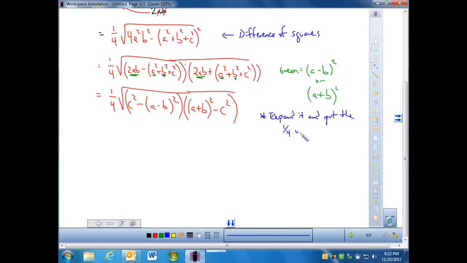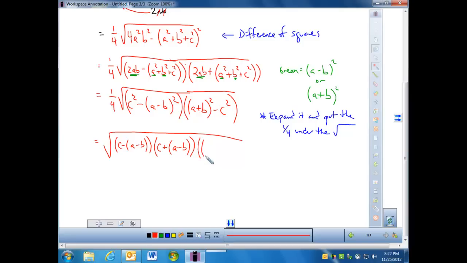And I'm also going to bring the 1/4 underneath now and make it part of the radical. If I make it part of the radical, that's really going to be 1/16. If you think about that, the square root of 1/16, what number times itself equals a 16th? That's really a 4th. Alright, so I'm going to put all that under the radical. And remember, that's the difference of squares, so now I'm going to expand that. Have it c minus that times c plus that. A plus b minus c times a plus b plus c.